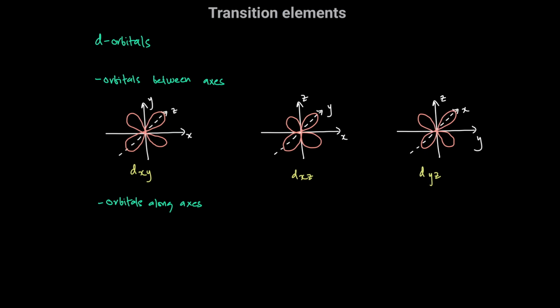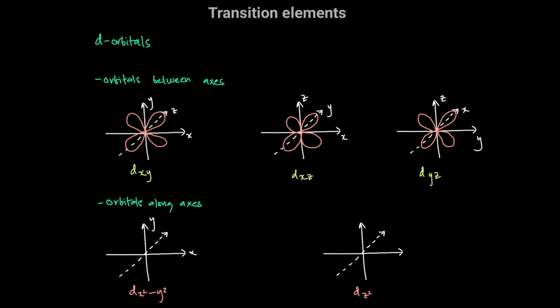Now we're going to look at the orbitals along the axes. There are two types of orbitals that we have along the axes. They are called the dx squared minus y squared and the dz squared orbitals. Now the dx squared minus y squared is along the x and y axes, so along the y-axis and along the x-axis.